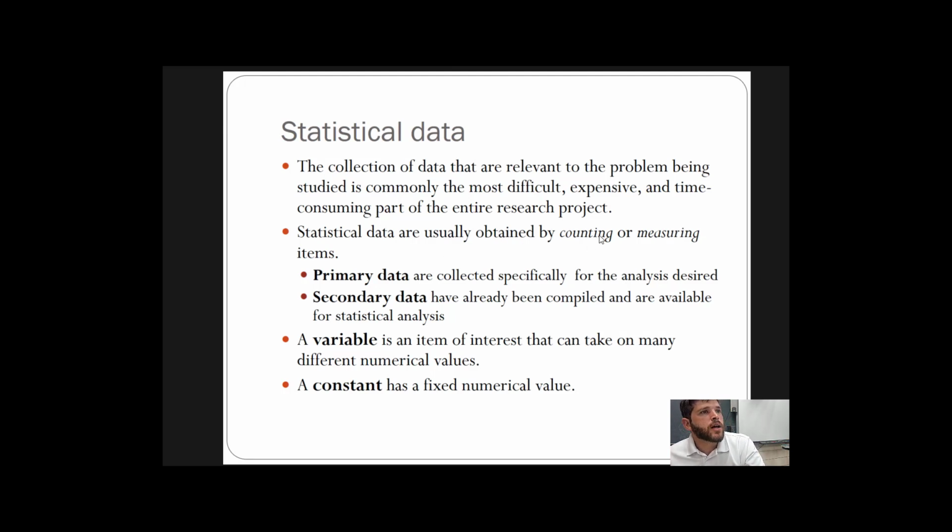So again, they're obtained by counting or measuring, and you have two types. You have primary data, which are collected specifically for the analysis desired, or secondary data. So this is stuff that's already been compiled and are available for statistical analysis. So maybe there's a database that has some measurements already on it. That would be secondary data. Someone else collected it, basically.